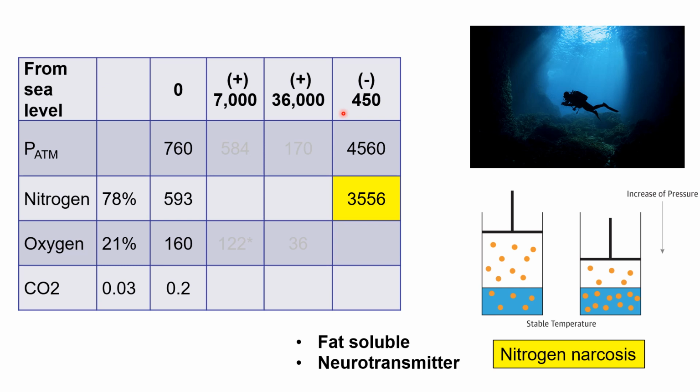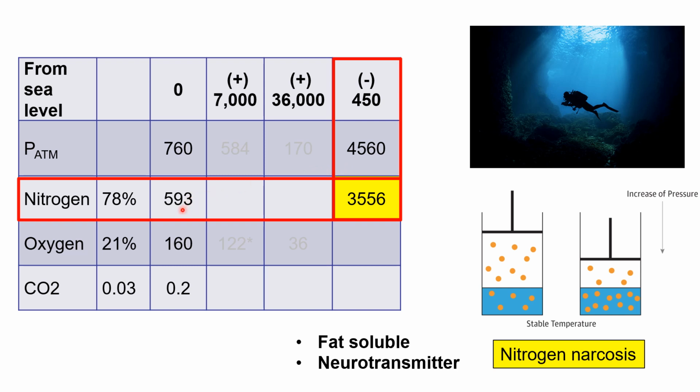This is another way of looking at Henry's law. If, for example, a person is going to dive around 450 meters, the barometric pressure will increase from 760 to 4560. Consequently, the nitrogen tension will increase from 593 to 3556. Now, nitrogen is a fat-soluble substance. It crosses the blood-brain barrier. It may act as a false neurotransmitter, and the diver may manifest with nitrogen narcosis.